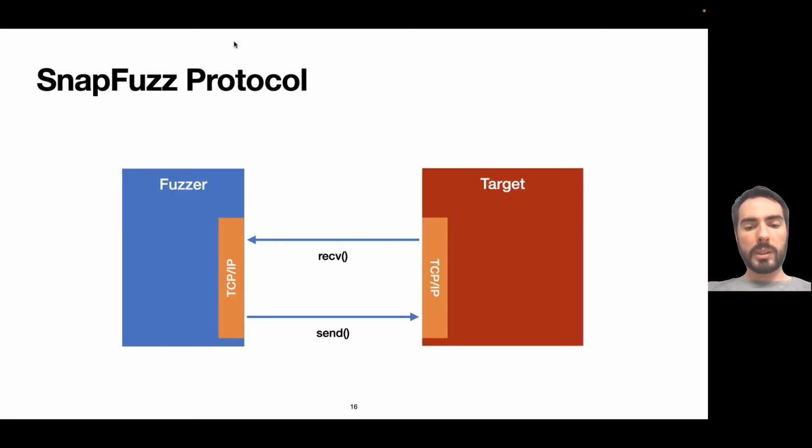Now let's go back to the SnapFuzz protocol and how SnapFuzz makes the fuzzer aware of the communication state of the target. In this example, we see the current architecture of most networking fuzzers, like AFLNet, that are receiving and sending information to the target. As we discussed, this architecture is quite slow.